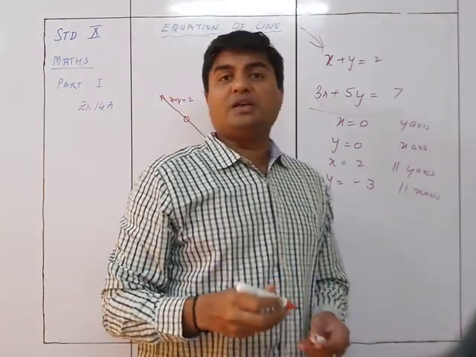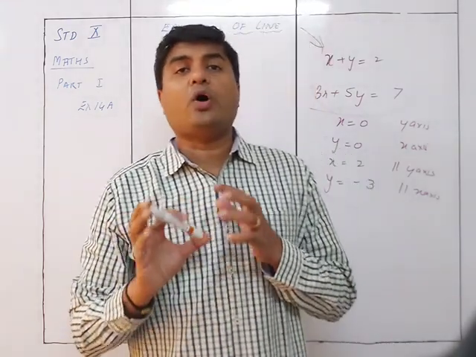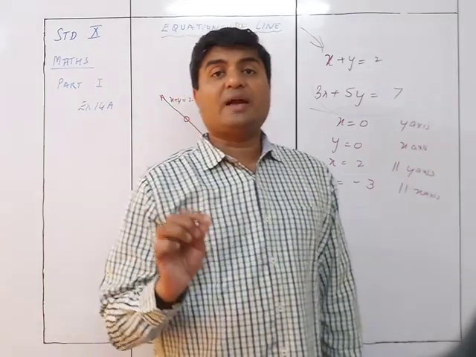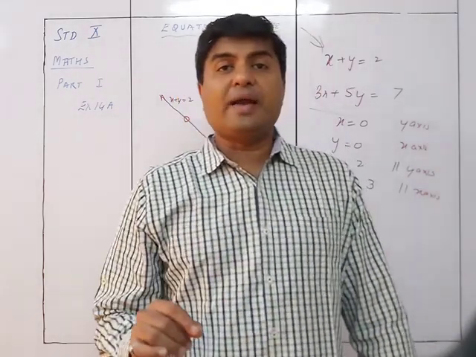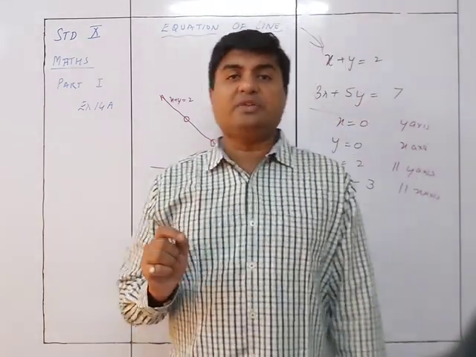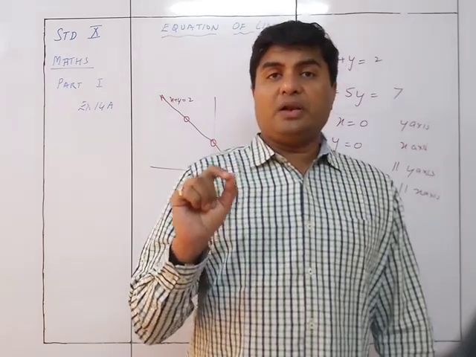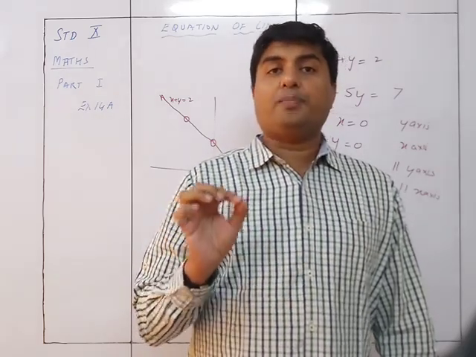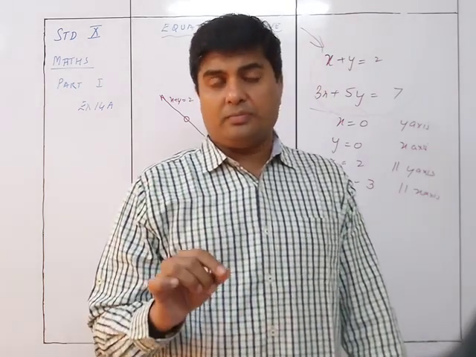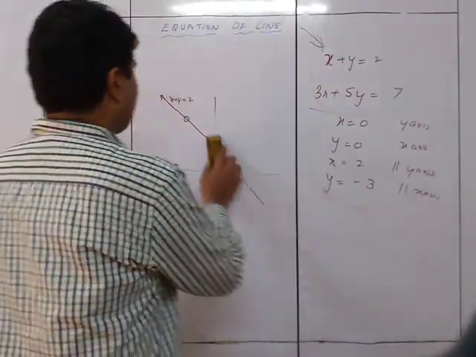Now this particular chapter does not require graph paper. You are going to do it in a normal book only. So here what we are studying is how to determine the equation of a given line. The first part is: if I know a particular equation and a particular point, how do I identify whether that point is on that line or not? So let's take an example.